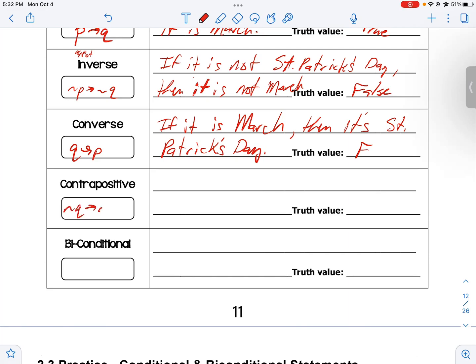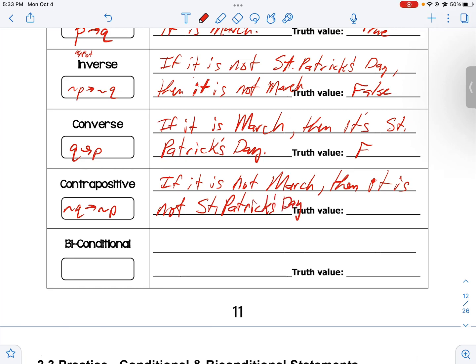The contrapositive. Not Q, not P. If it is not March, then it is not St. Patrick's Day. Let's see. If it's not March, it's not St. Patrick's Day. Well, St. Patrick's Day is in March. If it's not March, then it can't be St. Patrick's Day. So that is a true statement.